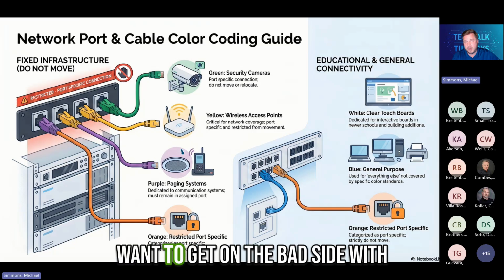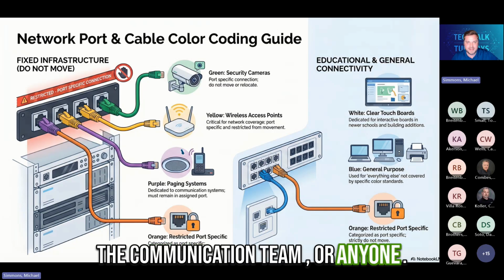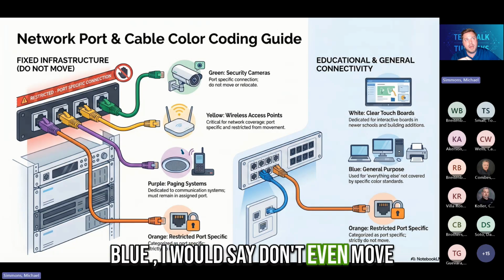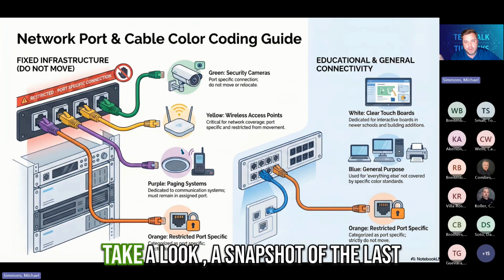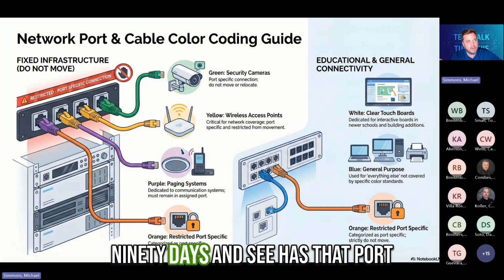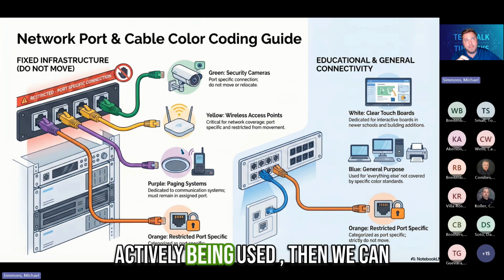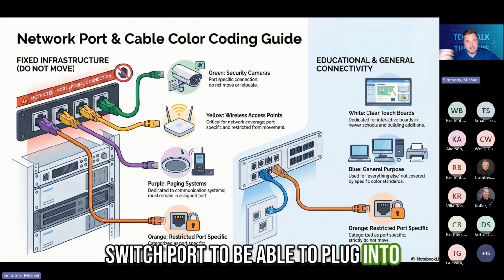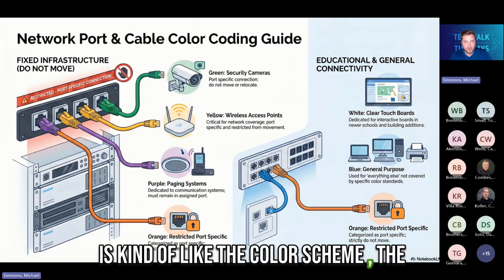So you definitely don't want to get on the bad side with safety or the network team or the communication team or anyone. So don't move any of the green, yellows, oranges, purples. But the blue, I would say don't even move those unless you're directed to by the network team, because they can take a snapshot of the last 90 days and see, has that port been active? And if the port's not actively being used, then we can actually move it and use that switch port to plug into the data port. So hopefully that helps, but this is kind of like the color scheme guideline for that.